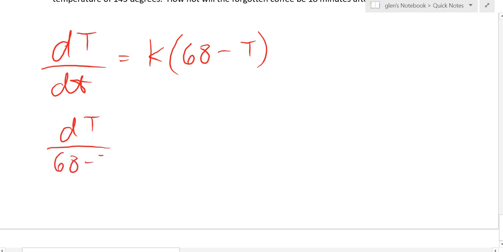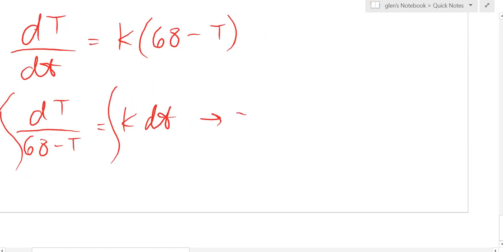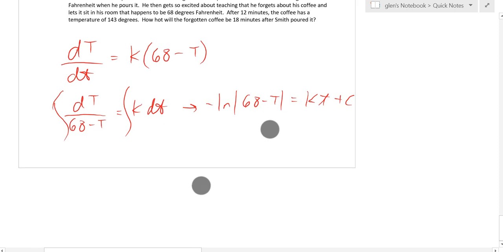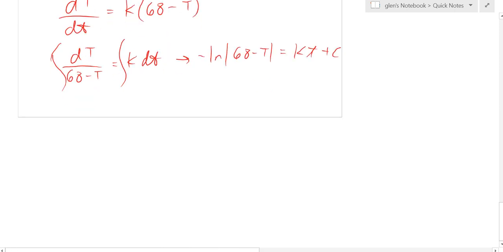You're going to get this. If you integrate both sides of this thing, you're going to get the negative ln of 68 minus t is equal to kt plus c. All right? Okay. Then we got to solve for t. So we're going to divide by a negative 1, and we're going to raise it to e. So you get 68 minus t must be equal to e to the negative kt. It should be minus c there, but we always just put like an a out front, right? Is that okay?